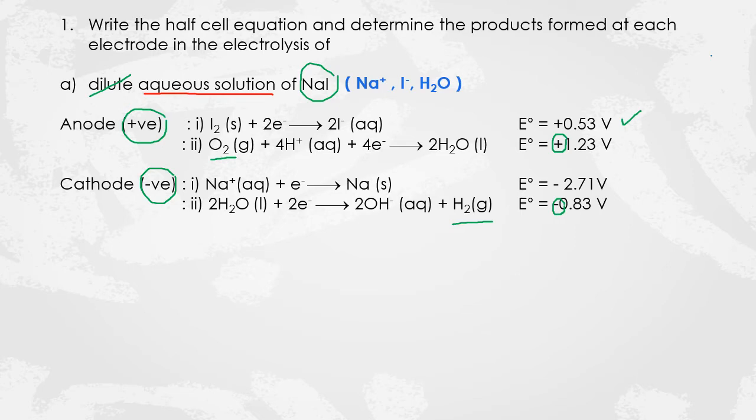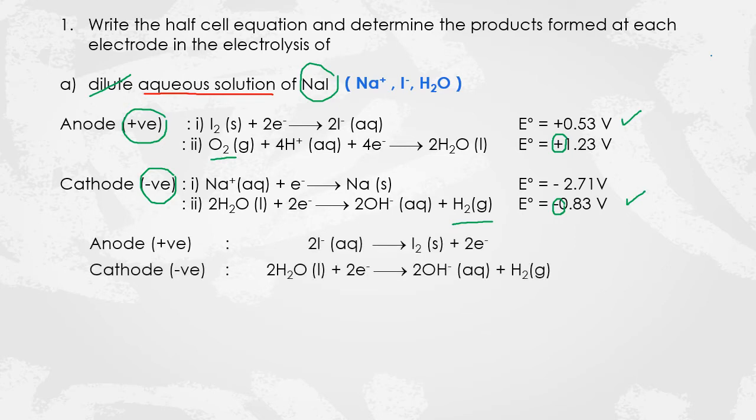While for cathode, cathode undergoes reduction, meaning they will favor a more positive value of E not to be discharged. Between negative 0.83 and negative 2.71 volt, negative 0.83 volt is more positive than the other one. So water will be discharged at the cathode. Lastly, we need to combine these two half-cell equations according to the oxidation and reduction process. Then we're going to sum this all together by cancelling the number of electrons here.